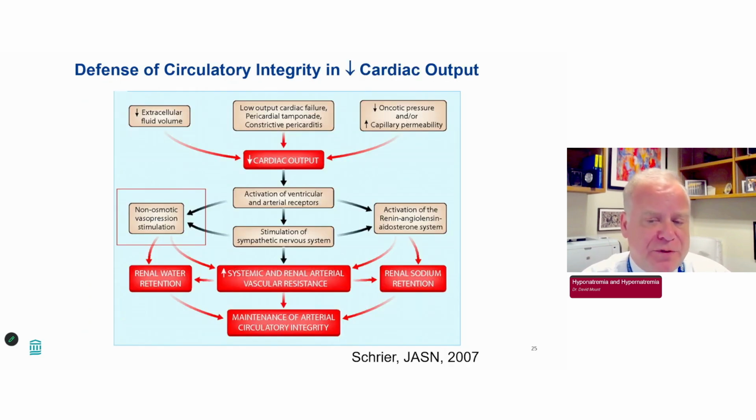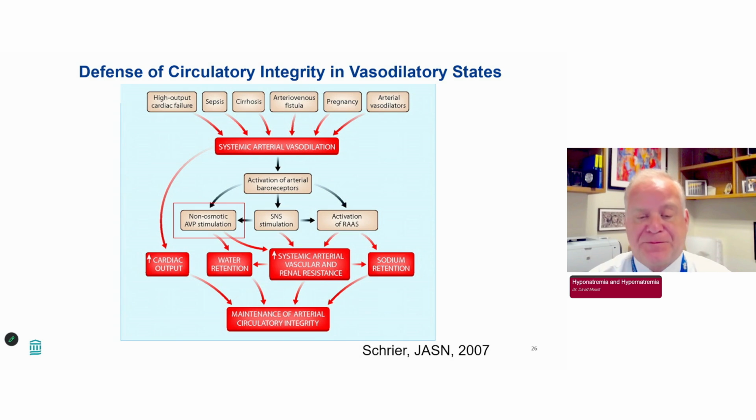For hypervolemic hyponatremia, you're defending the circulatory integrity in the setting of a decreased cardiac output, for heart failure and other causes. That can be either hypovolemia or low output heart failure, or a decreased oncotic pressure and increased capillary permeability that decreases your effective arterial volume, and that turns on non-osmotic vasopressin stimulation, as well as these other mediators that I mentioned, and you get renal water retention. You then preserve your arterial circulatory integrity, but as a bypass, you have hyponatremia.